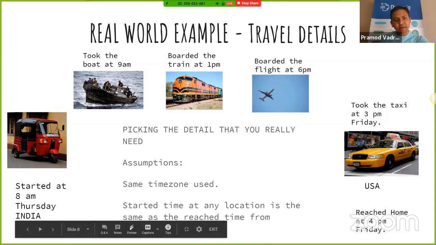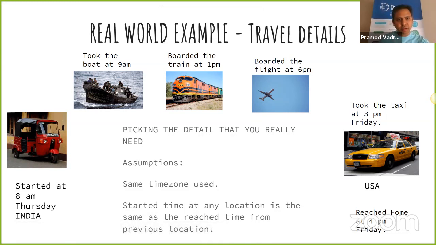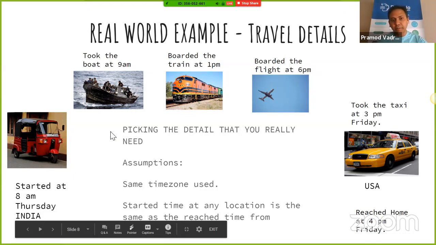So I started on Thursday morning at 8 o'clock in India, and I took an auto rickshaw, and I reached the shore at 9 o'clock, where I took the boat, and I reached the train station at 1 o'clock. I boarded the train at 1 o'clock, and I reached the airport at 6 o'clock, and I boarded the flight at 6 o'clock. Now, obviously, the flight journey takes a while, and after reaching the USA, it was 3 p.m. Friday, and I took a taxi at 3 o'clock, and I reached home at 4 p.m. on Friday. This is a long path, right? You all follow?